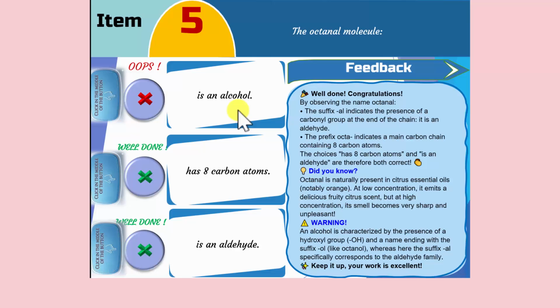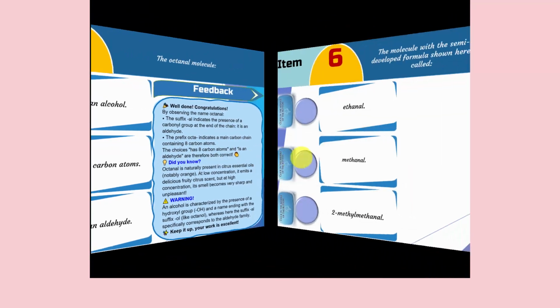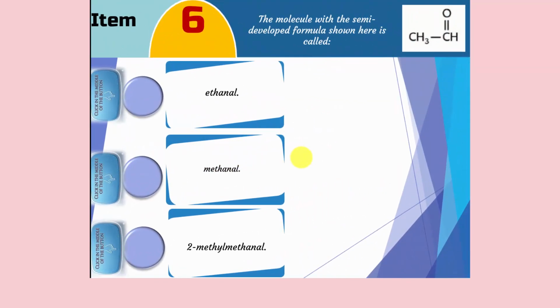It is not an alcohol, because alcohols contain a hydroxyl group, or OH, and usually end in -ol, as in octanol. Octanol can occur naturally in citrus oils, where its scent is fruity at low concentration and sharp at high concentration.